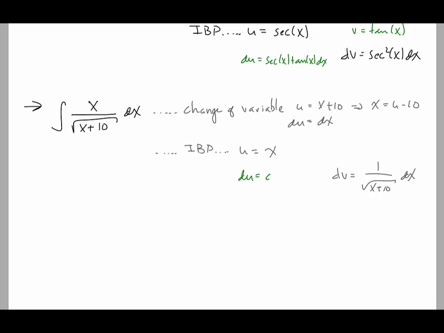So to me this one's a lot harder with integration by parts. The derivative of x is 1 dx, and the integral of our dv, we would have to do another u substitution here. We would let u equal x plus 10, du would then be dx, and so this would look like the integral of 1 over u to the 1/2 du, and you could simplify and solve from here.